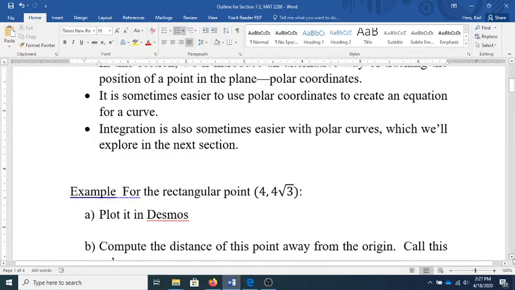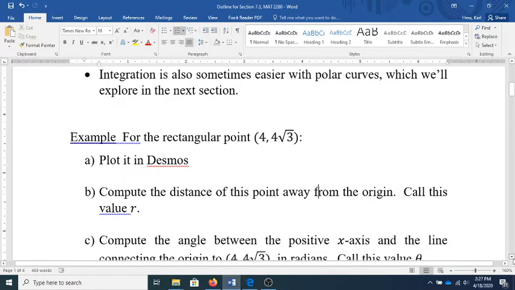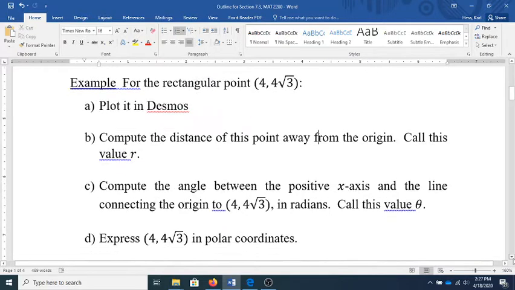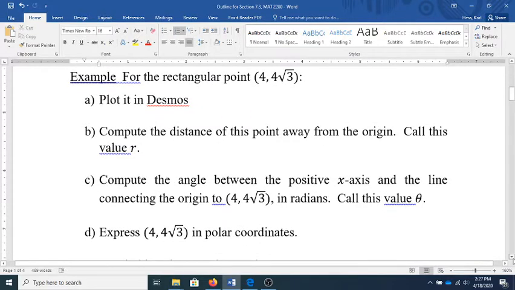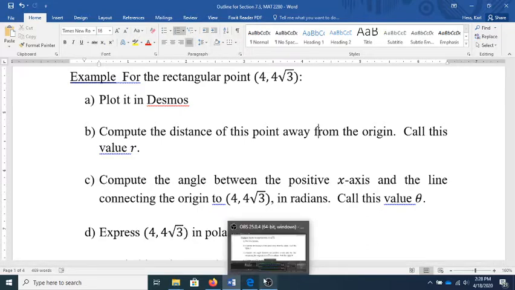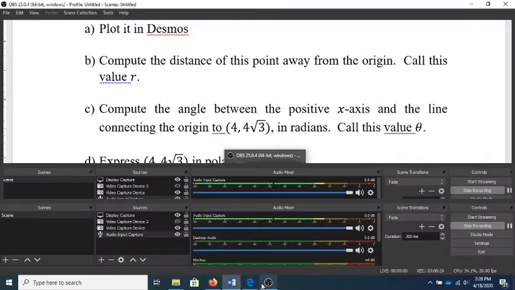Okay, so we plotted it. That was part A. Part B, we found our distance from the origin. And now, compute the angle between the positive x-axis and the line connecting the origin to the point in radians. And we'll call this value theta, something we're accustomed to using for angles, especially angles in radians. Okay, well, let's have a look at that.